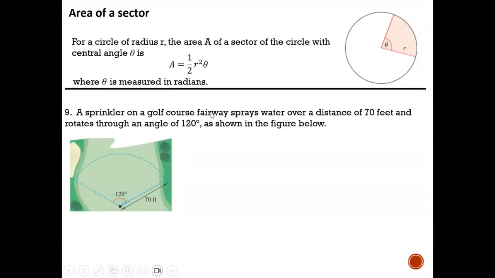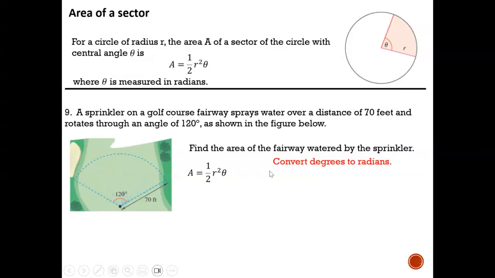So we can use a formula. Find the area of the fairway watered by the sprinkler. Again, the theta, the degrees, has to be converted to radians. Using the formula for converting degrees to radians gives us 120 degrees times pi radians over 180. So we get 120 pi over 180, which simplifies to 2 pi over 3.